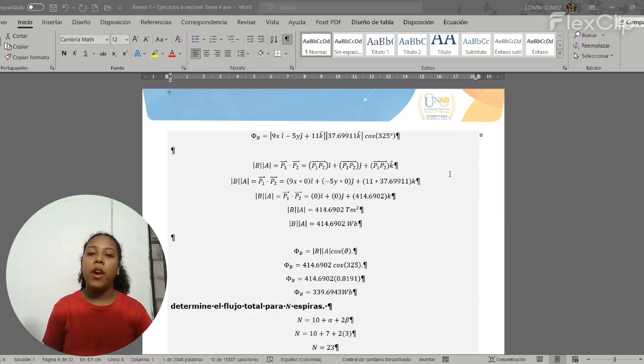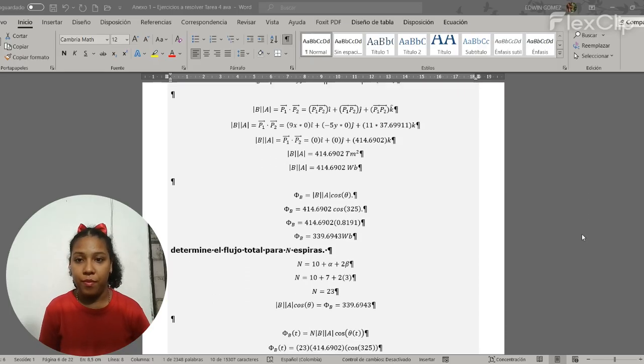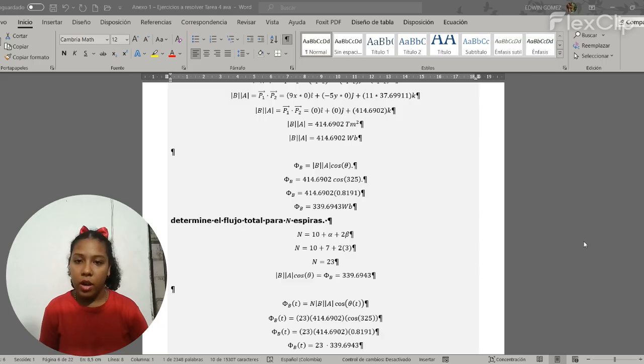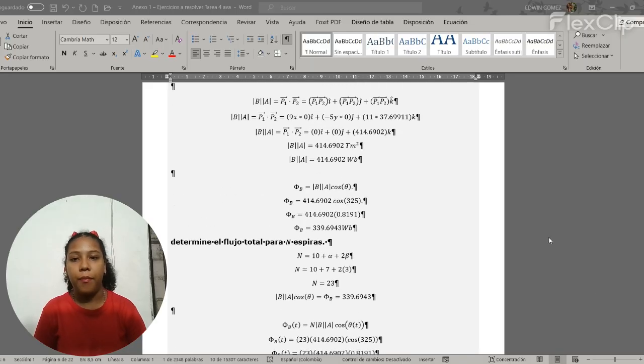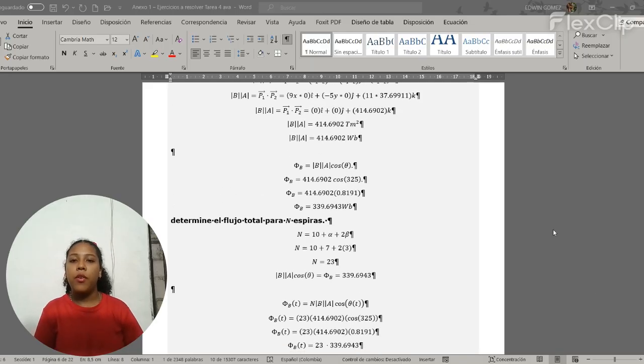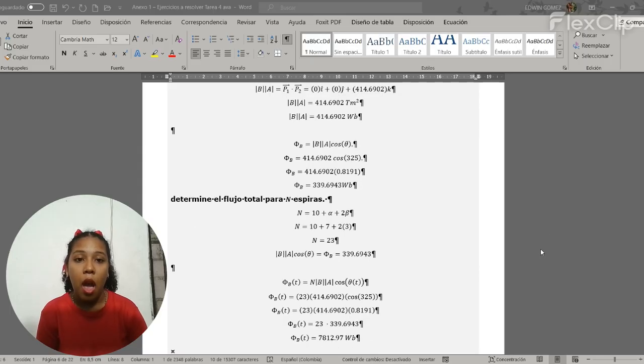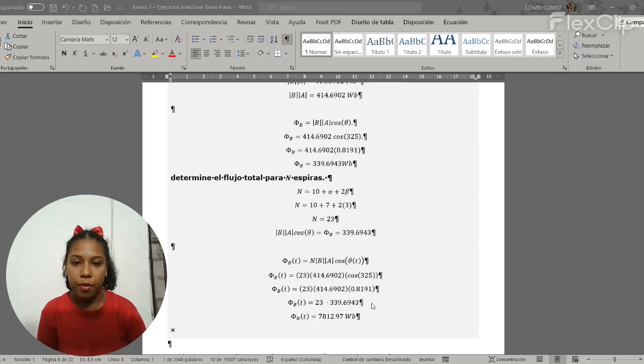Total flux in terms of turns. The number of turns is determined using the definition that depends on the parameters alpha, beta, and theta. Once the number of turns is known, the total flux of the motor coil is obtained by multiplying the flux of a single loop by the number of turns.